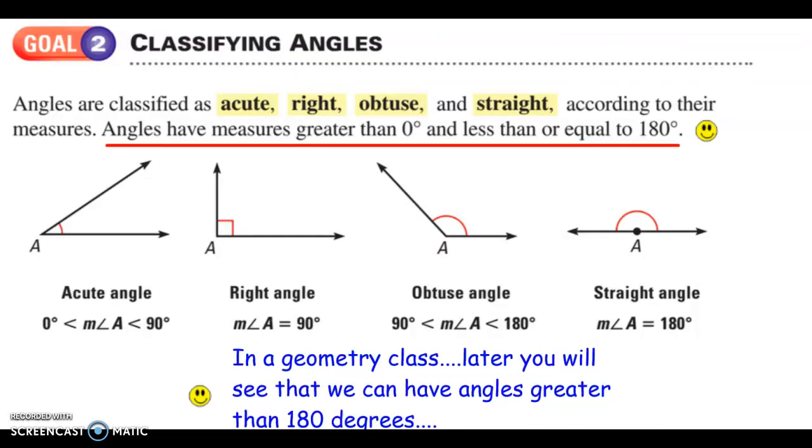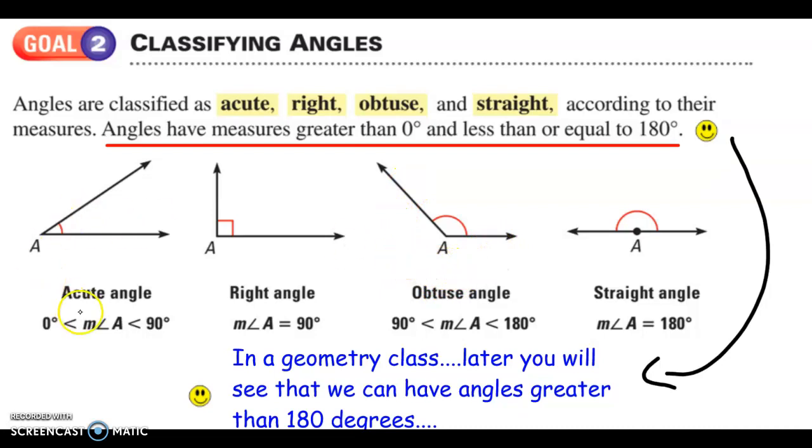Okay, so far we've practiced naming angles. Now we're going to classify angles, and we classify angles according to their degree. So angles are classified as acute, right, obtuse, and straight. Angles have measures greater than 0 and less than 180. Now what I did was I put a note down here so you can see. In a geometry class, we usually refer to any angle as between 0 and 180 degrees. But later you'll see you can have angles that are greater than 180 degrees. So for example, if I looked on the back side of this angle, that angle would be more than 180 degrees. It's a big angle, but we're not going to use those in the geometry class.